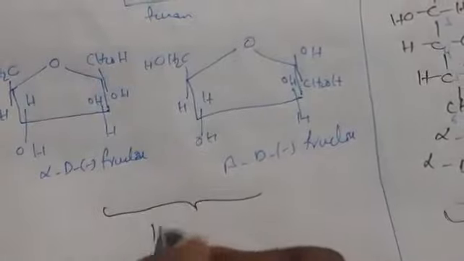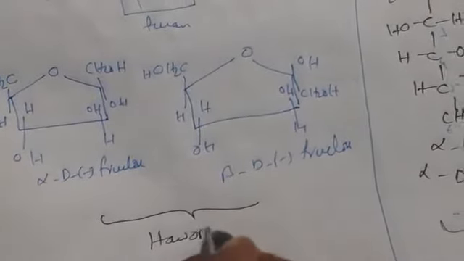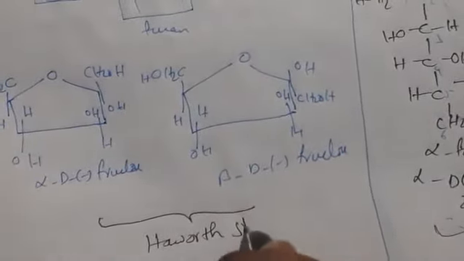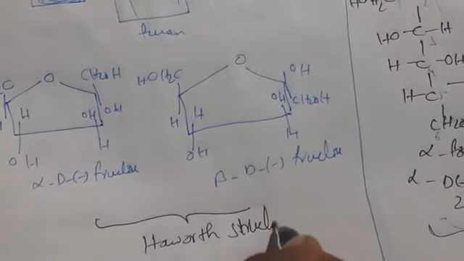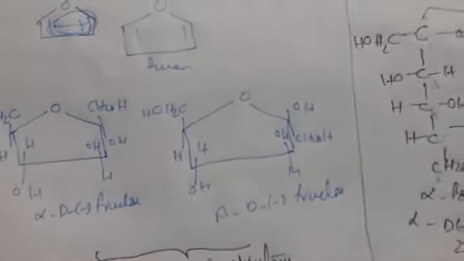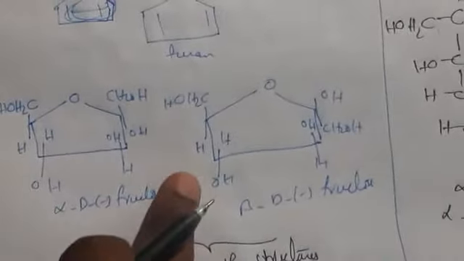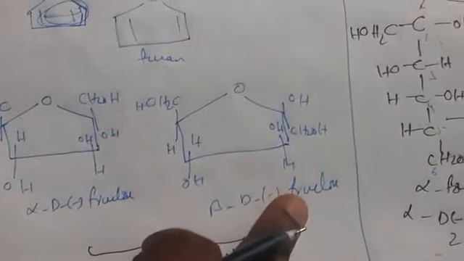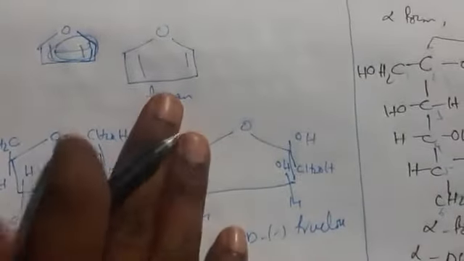These two structures we also call Haworth structures. Actually it exhibits alpha D-fructose and also beta D-fructose. So this is nothing but furan.